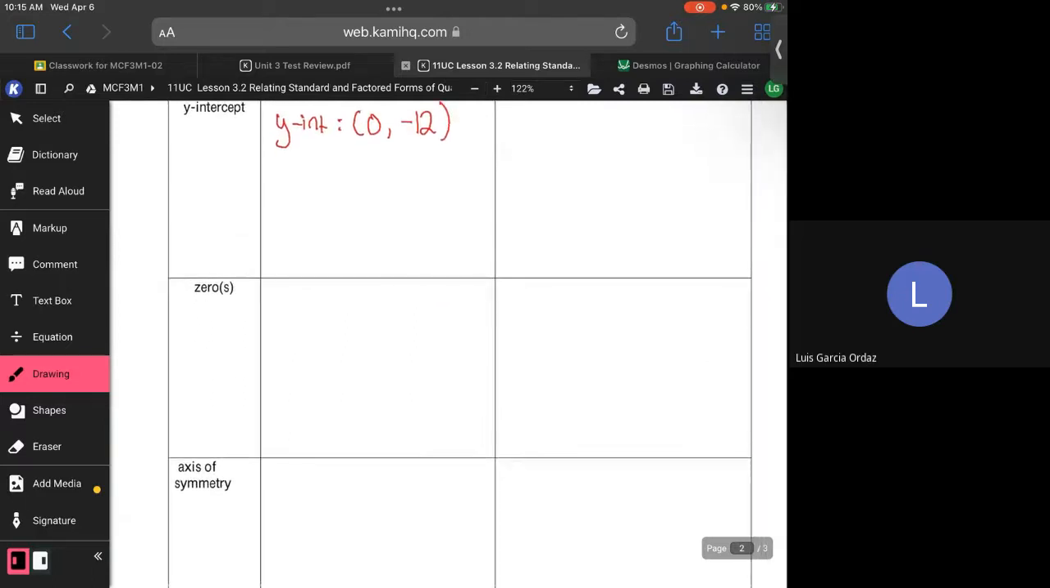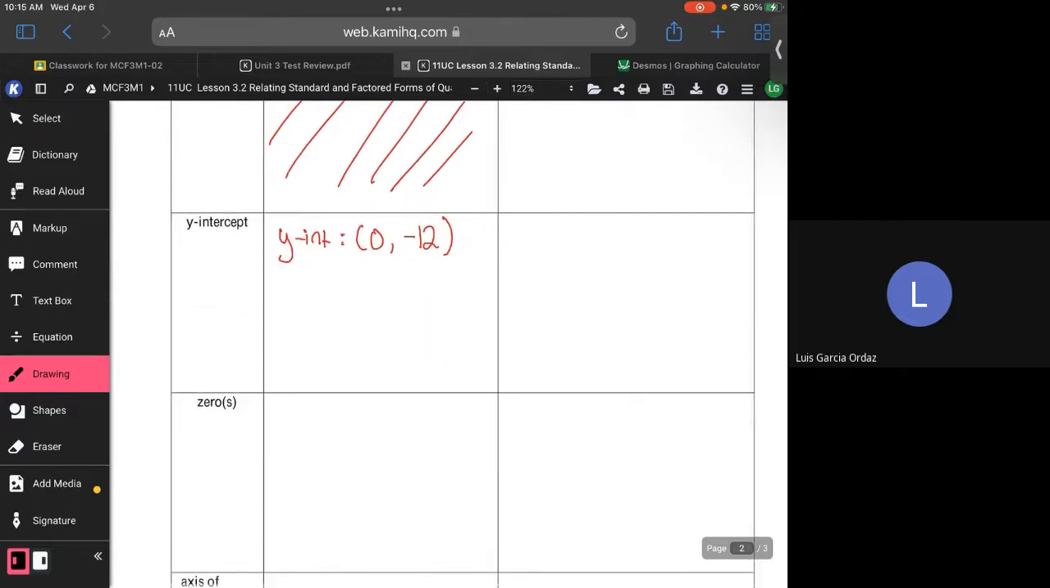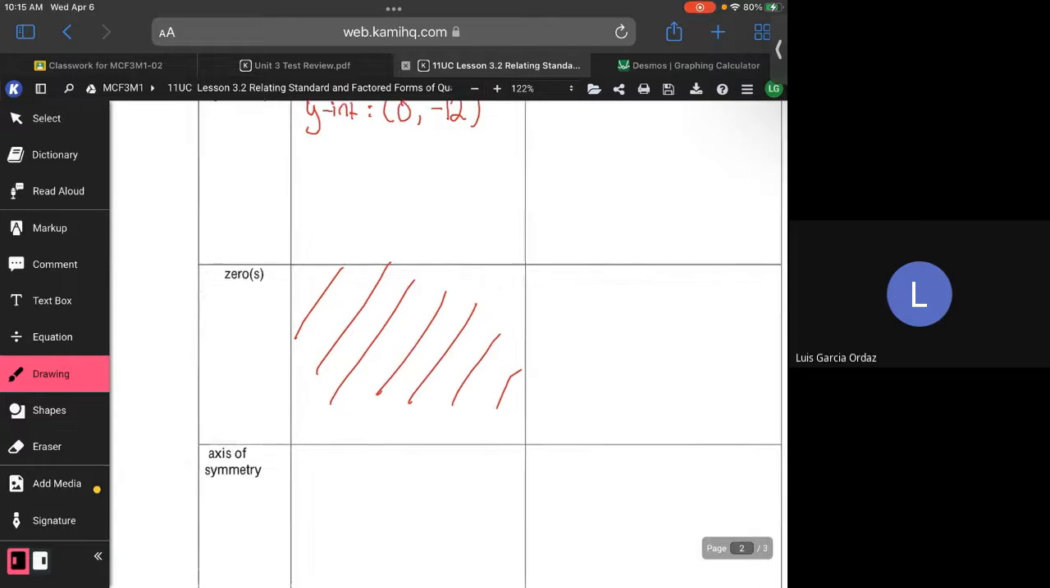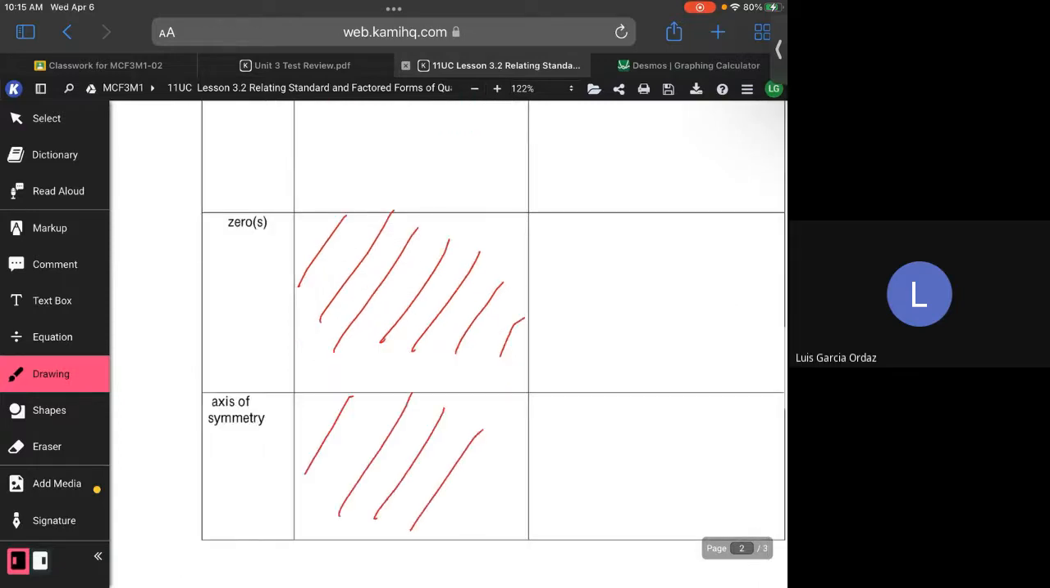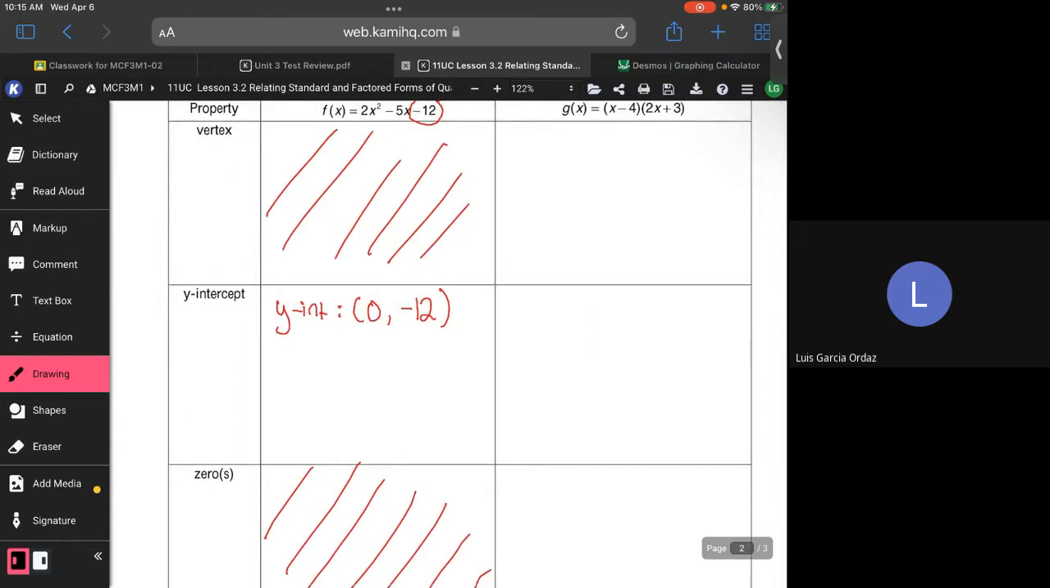Can I find anything else from my standard form, or is that it? That's it. I can't find the vertex. I cannot find my zeros. And I cannot find my axis of symmetry, which means all this is useful for is your y-intercept. Wait, sorry, what's the vertex? Oh, like what is the vertex of the graph? Like the highest or lowest point of the graph.